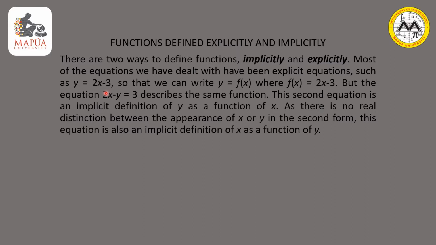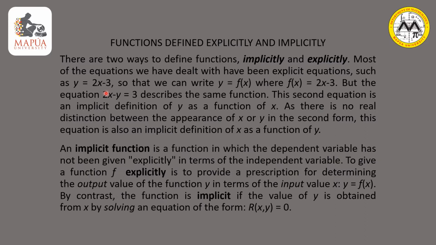However, there are functions where we cannot write y explicitly in terms of x, and thus we work with what we call the implicit form of the function, where the terms of the function are in x and y. So we have in general the form of the function F of x, y equal to 0.